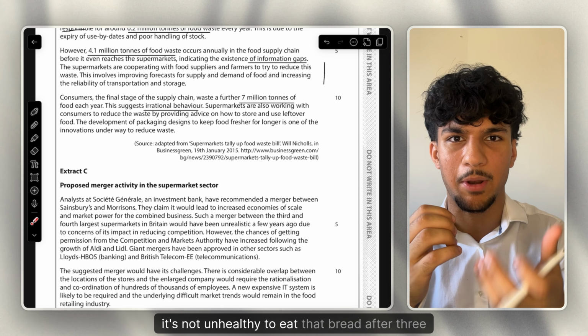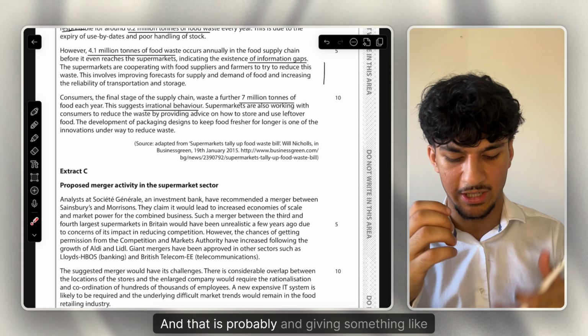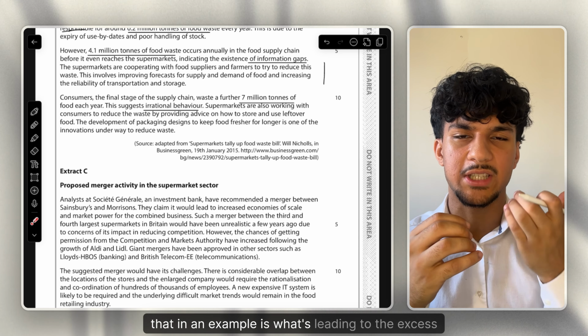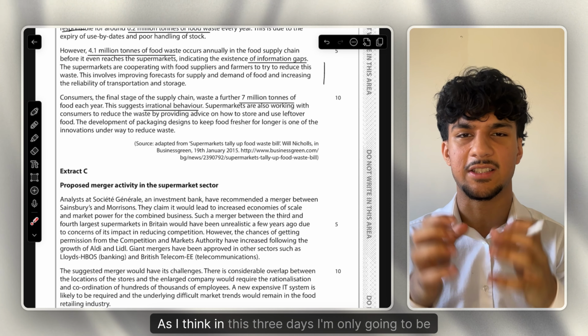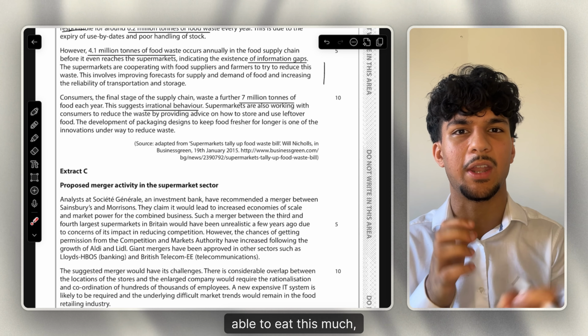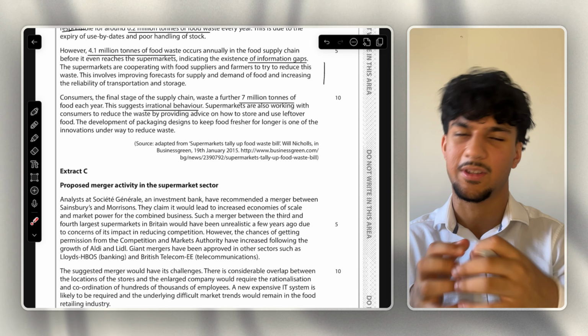It's not unhealthy to eat that bread after 3 days, and giving something like that as an example is probably what's leading to the excess demand, as individuals might just buy too much bread, as I think, in these 3 days I'm only going to be able to eat this much, but then I need a new loaf of bread for the next, I don't know, 7 days.